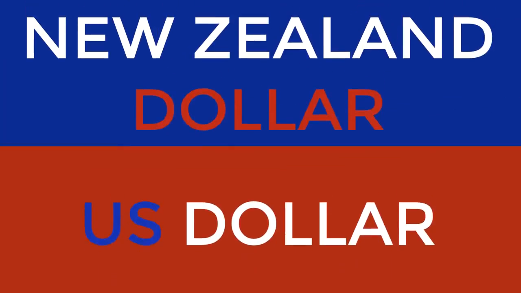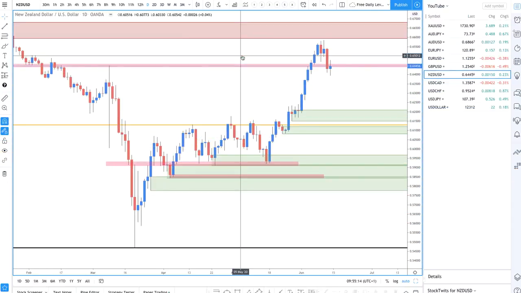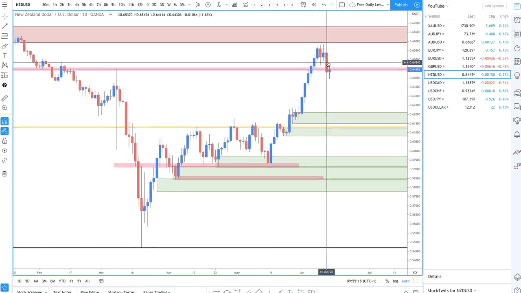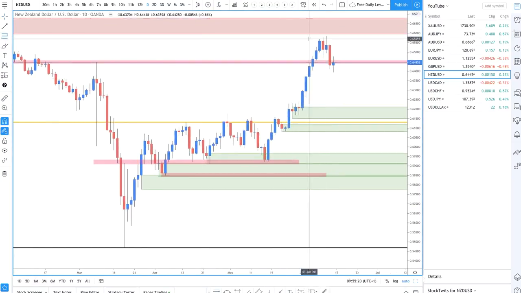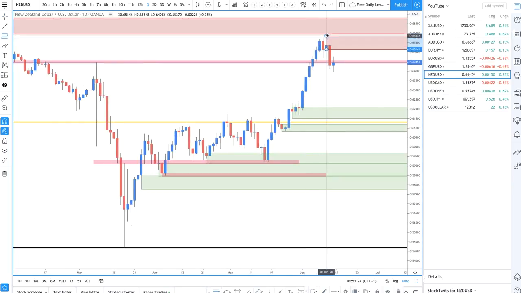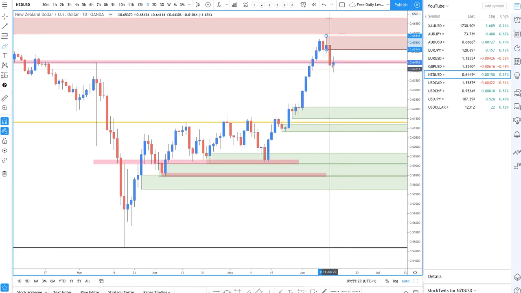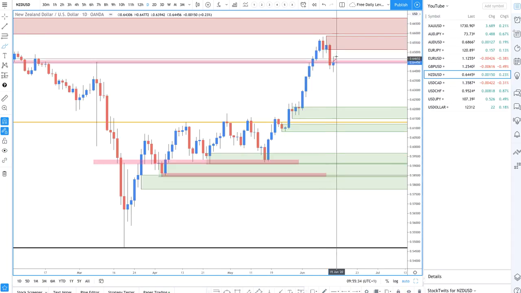New Zealand dollar, US dollar, and this area here, the supply zone didn't hold, and it also didn't quite come up into this supply zone, but what it has done is create new supply, not the strongest area of supply just yet. We want to see prices move further to the downside before considering that a really good area of supply. But if you do want to get short, it is a viable zone.